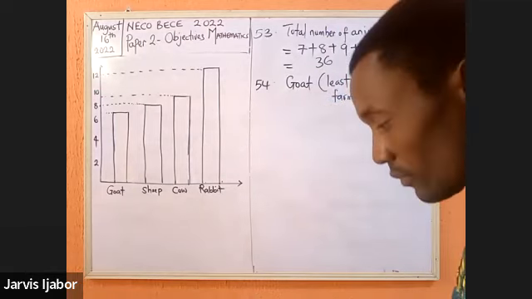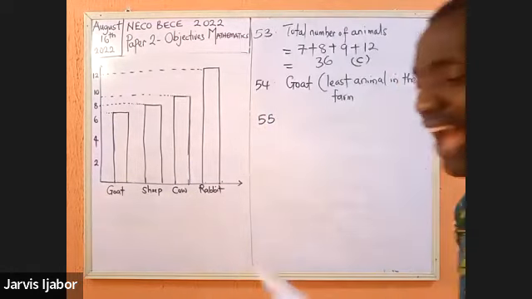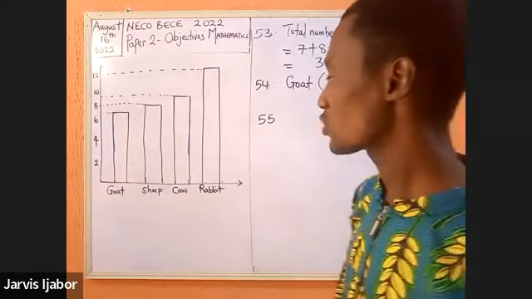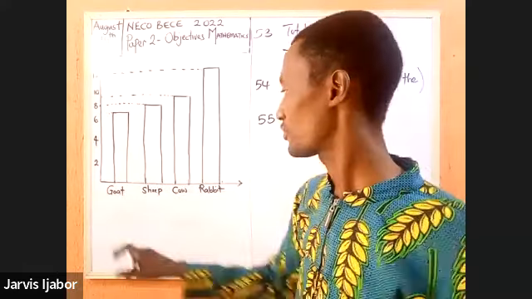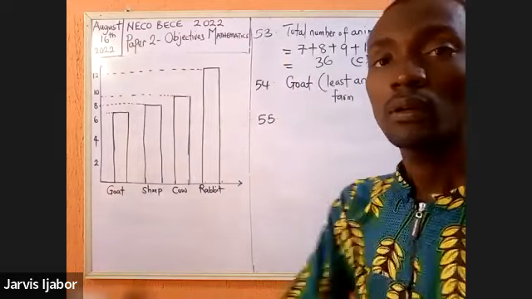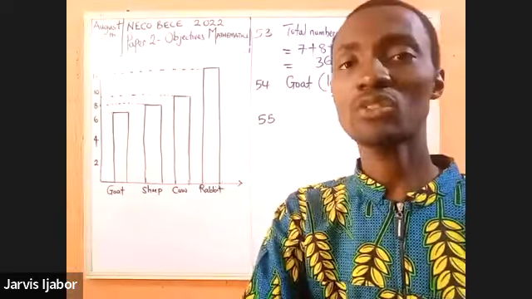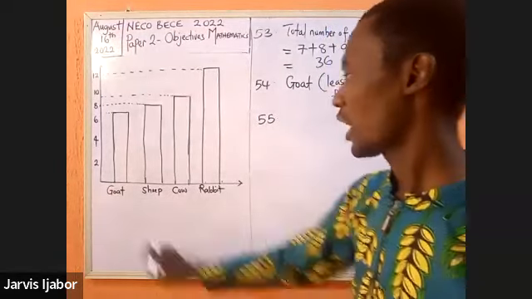Now, question 55. Find the average number of animals in the farm. How many types of animals do you have? 1, 2, 3, 4. That will be 4.